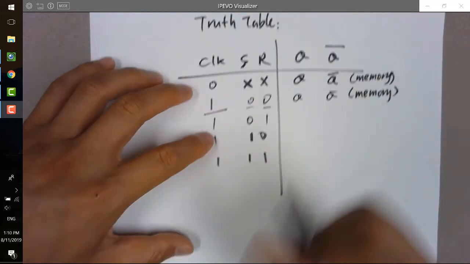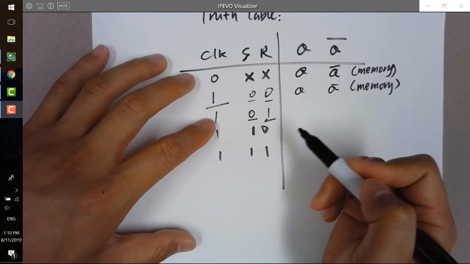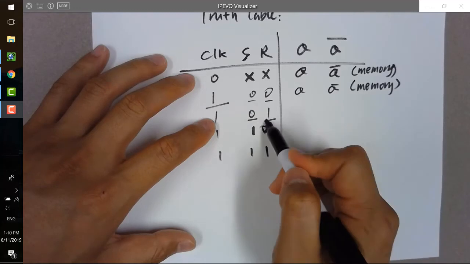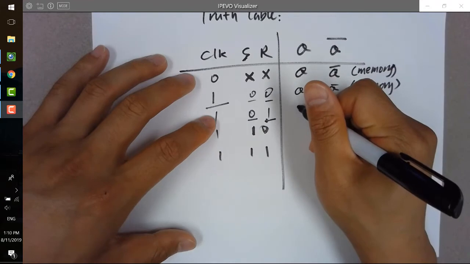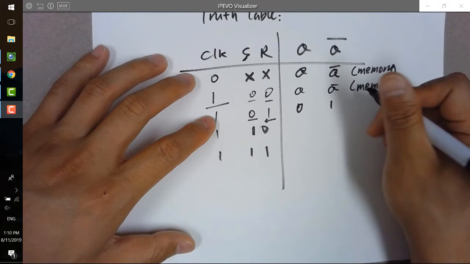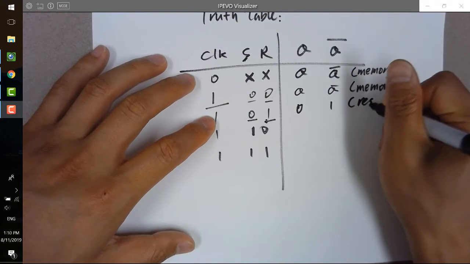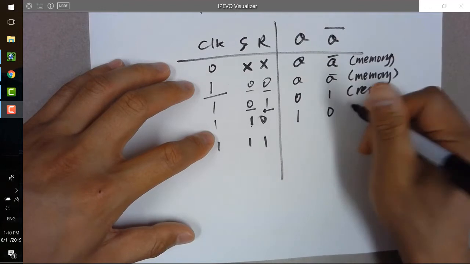Okay. And for this one, 0 1 means you are resetting the circuit, right? So you are going to have the output be reset. If you have set, you are going to set the circuit.